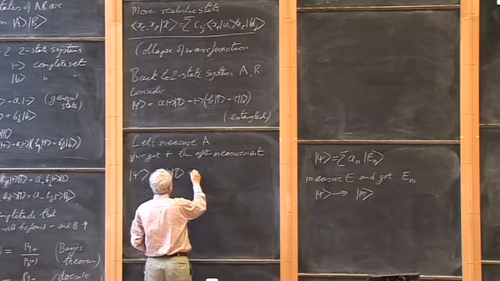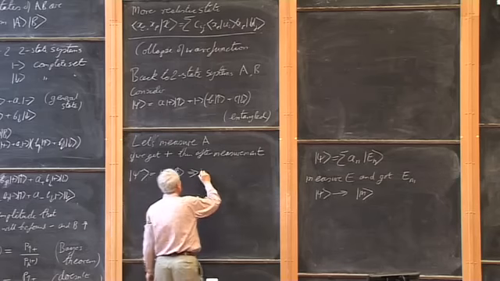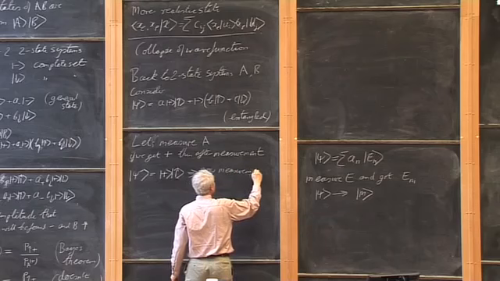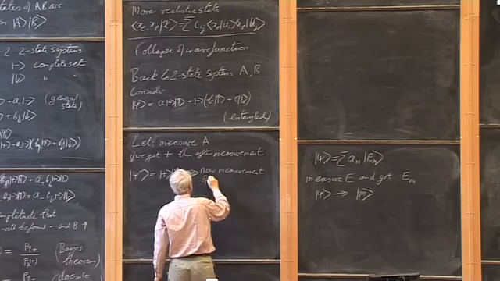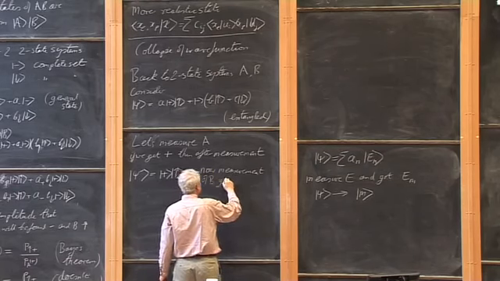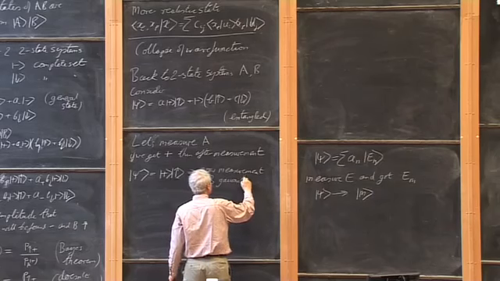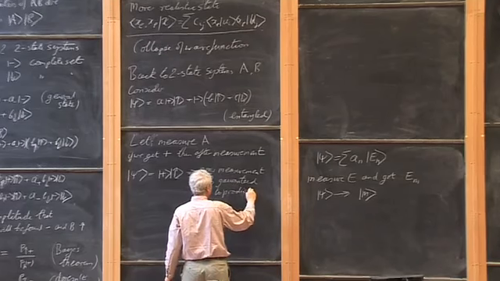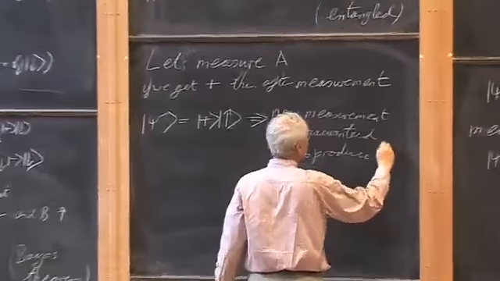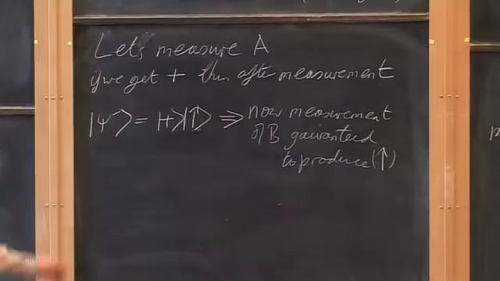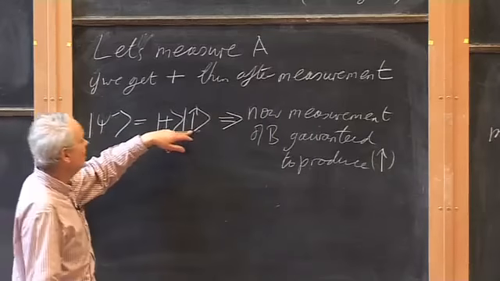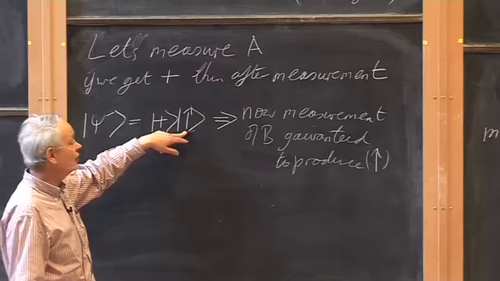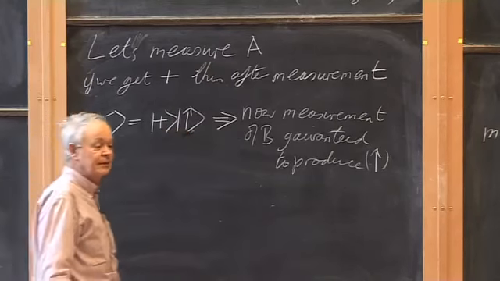But there's a physical implication of this, which is that a measurement of B is now guaranteed to find up. Because this thing is something times up, there is now zero amplitude to find down. You're certain not to find down, you are certain to find up.